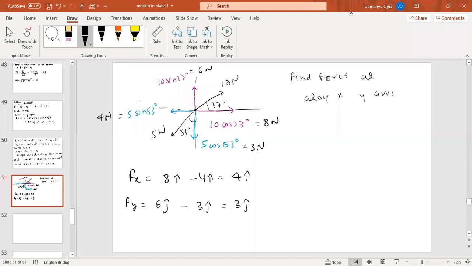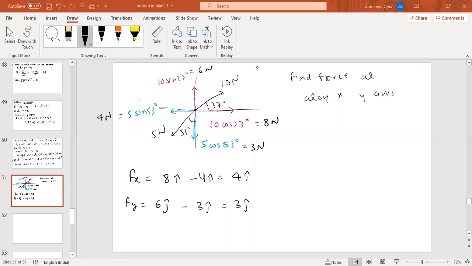No, no. You have to draw the figure. In my physics chapter, you have to draw all the figures. Without that, you cannot solve anything. Fine. So net force along the x-axis is 4 i cap, and net force along the y-axis is 3 j cap. That is what we had to find.